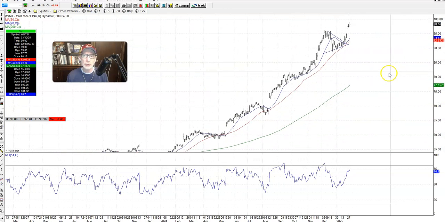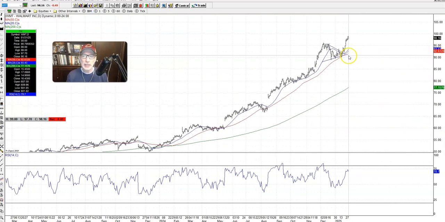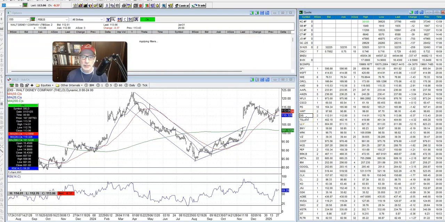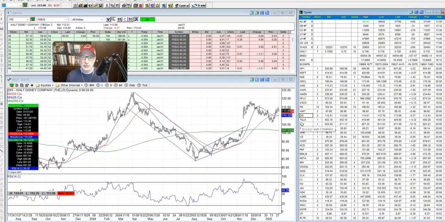But Walmart, we know it's a great company. It's kind of hard to keep it down, but it had the congestion, was right on the moving averages as well, and then continued its mojo higher. Disney, not seeing too much Disney at the moment.